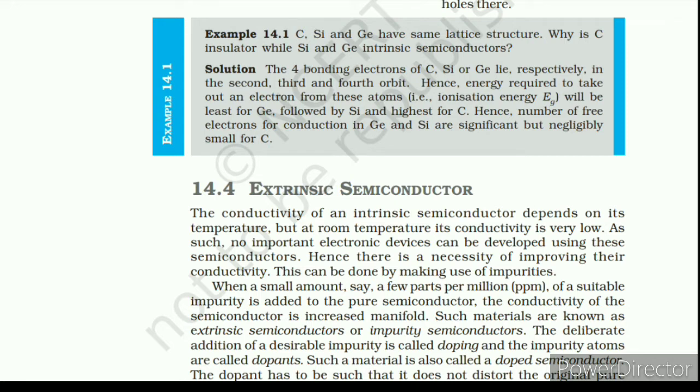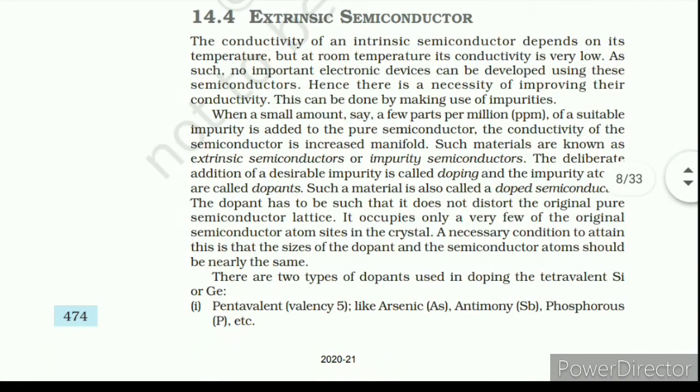The deliberate addition of desirable impurity is called doping, and the impurity atoms are known as dopants. Number 1, pentavalent with valency 5, that is arsenic, antimony, phosphorus, etc. And number 2, trivalent with valency 3, like indium, boron, aluminium, etc. Now we shall discuss how the doping changes the number of charge carriers of a semiconductor. Silicon or germanium belongs to the fourth group of the periodic table, and therefore we choose the dopant element from the nearby fifth or third group, taking care that the size of the dopant atom is nearly the same as that of silicon or germanium. Interestingly, the pentavalent or trivalent dopants in silicon or germanium give two different types of semiconductors as discussed below.